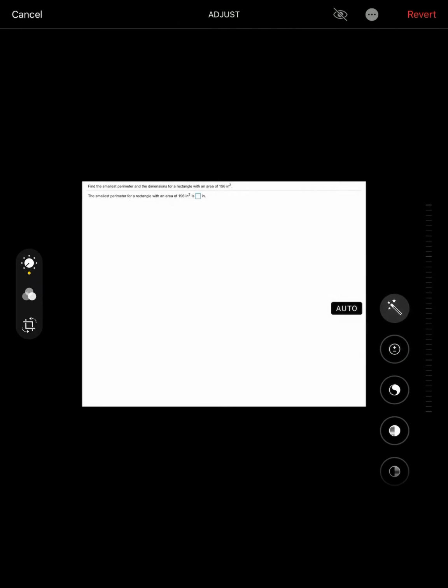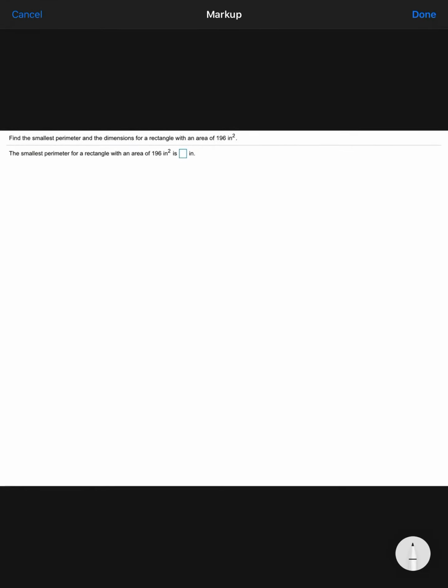Find the smallest perimeter and the dimensions for a rectangle with an area of 196 square inches. The smallest perimeter for a rectangle. Again, applied optimization problems are all about background info. So we have a rectangle.